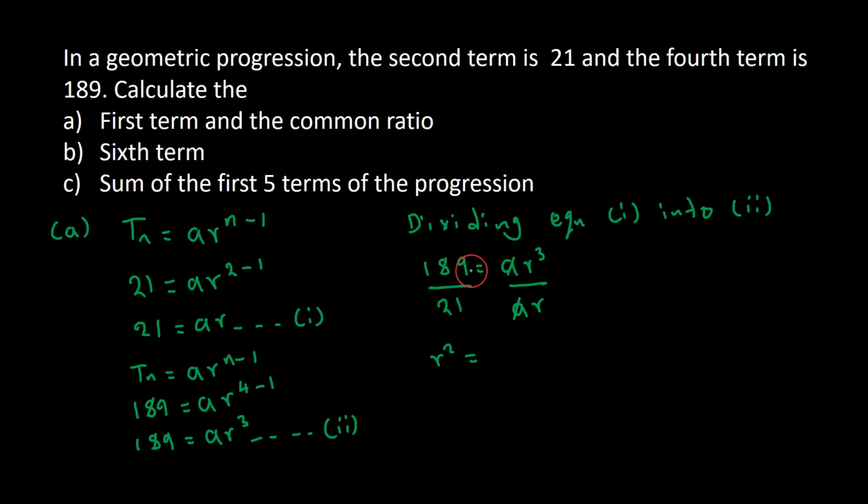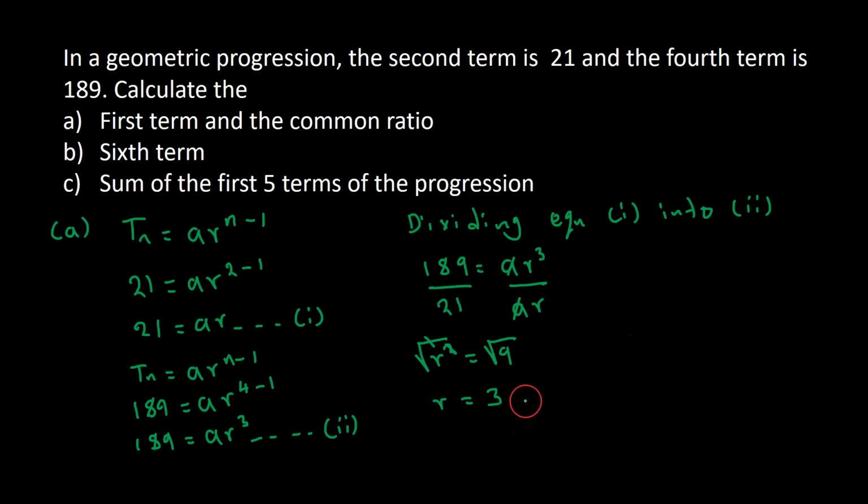And then 189 divided by 21 will give you 9. What we are looking for is just r, not r squared. So we introduce a square root on both sides of the equation. The power 2 and the square root cancel out so that we remain with r. What's the square root of 9? It is 3. So now we have our common ratio.